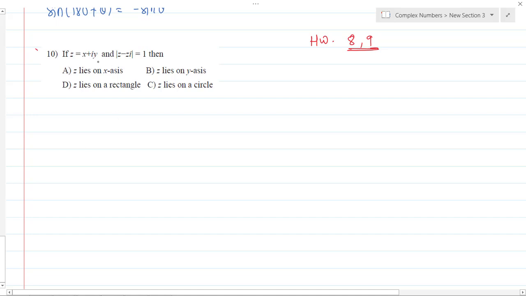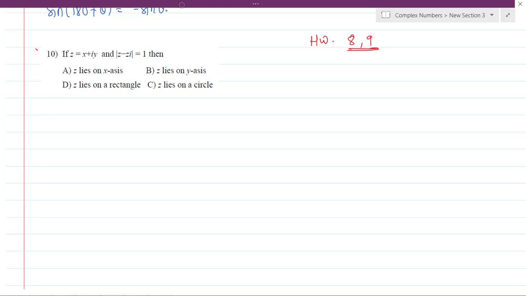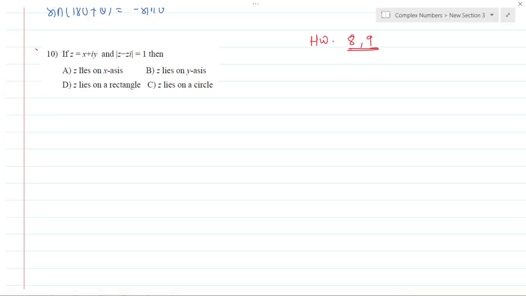If z is equal to x plus iy and mod of z minus zi is equal to 1, then z lies on where? On the x-axis, on the y-axis, on a rectangle, or on a circle. We covered this topic, the application of geometry to the complex plane. In that we have studied this type of question.